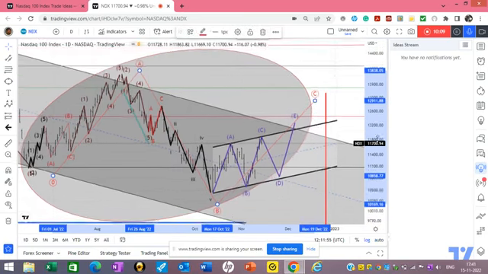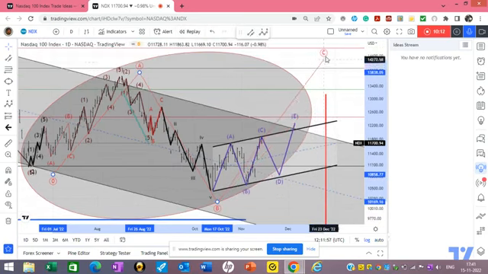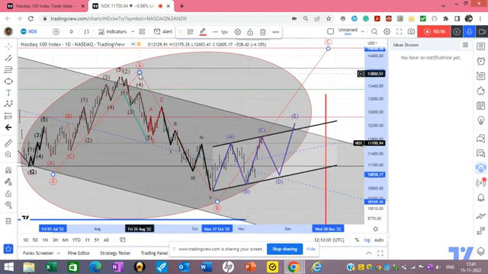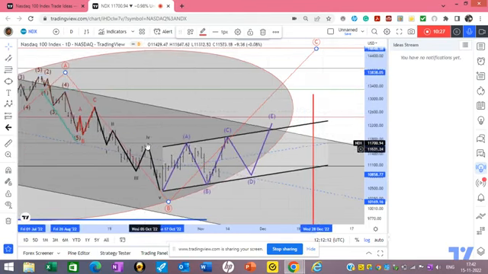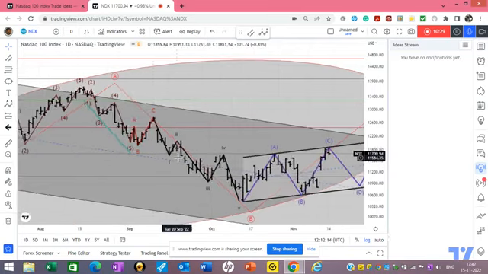If it is an expanded flat, then this will go all the way up. It will go beyond the end of wave A. This is an expanded flat correction. See, expanded flat correction is this correction. This is a micro part, and this is a macro. This is an expanded flat correction.